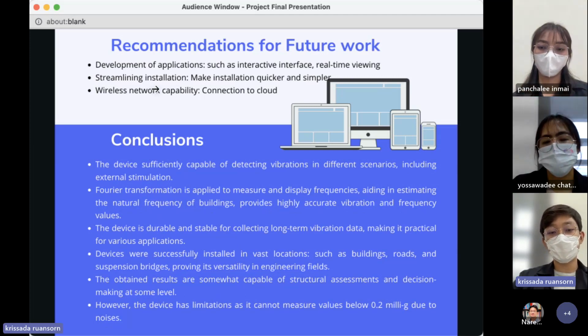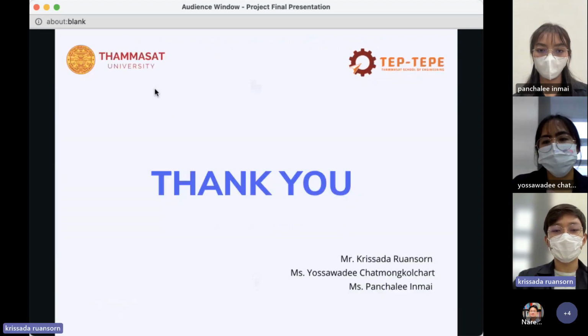Devices were successfully installed in various locations such as buildings, roads, and suspension bridges, proving its versatility in engineering fields. The obtained results are somewhat capable of structural assessments and decision-making at some level. However, the device has a limitation as it cannot measure values below 0.2 milli-g due to the noises posed by the MEMS accelerometer. Thank you so much for your time.